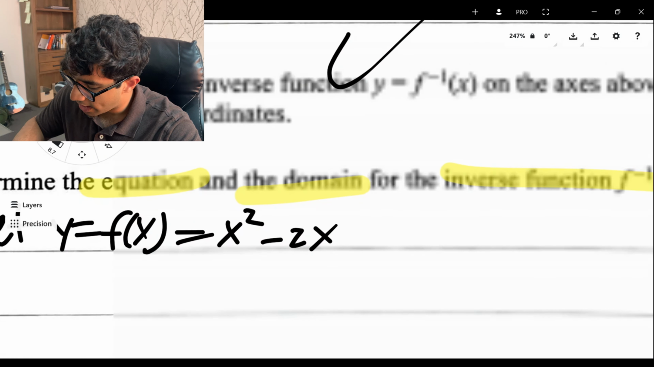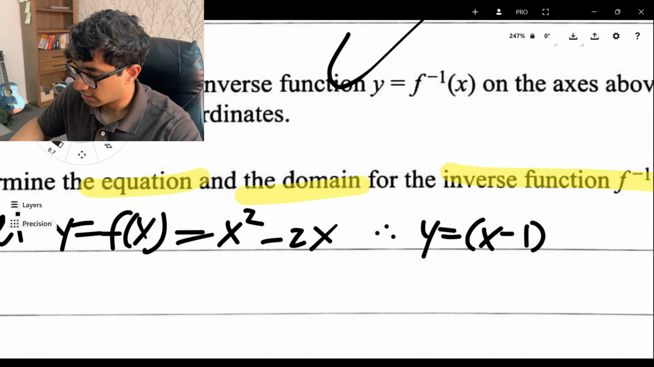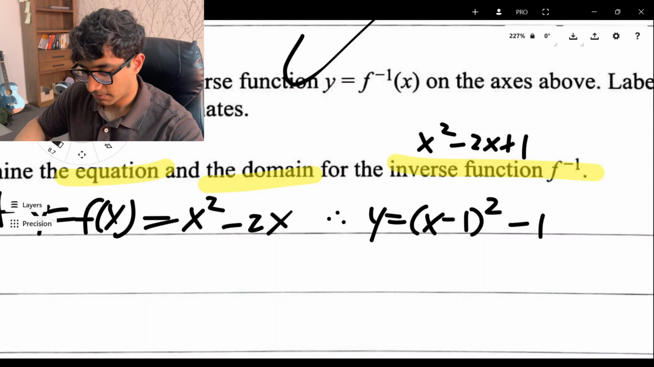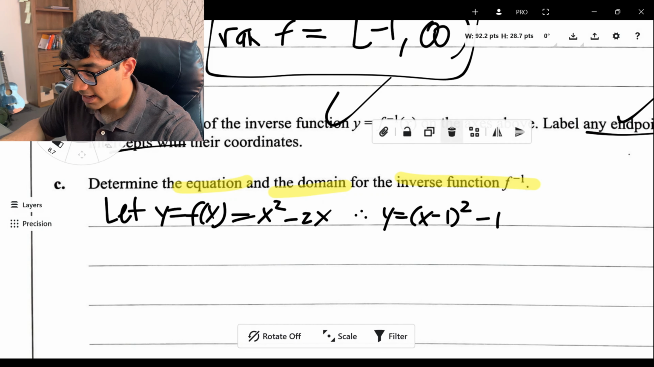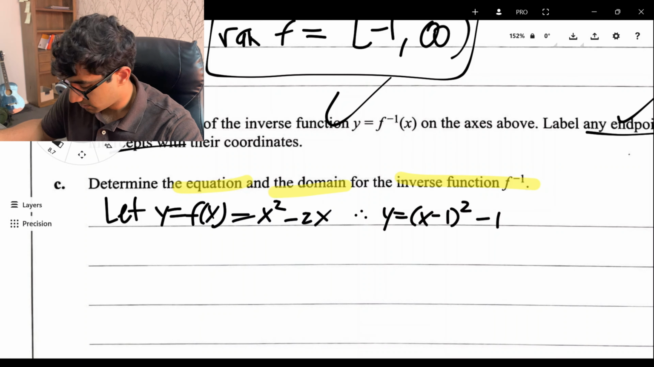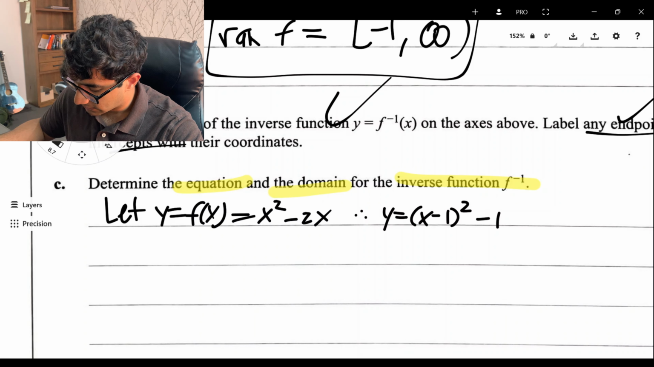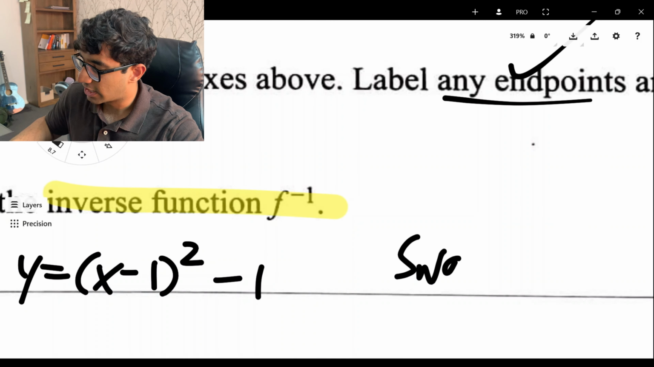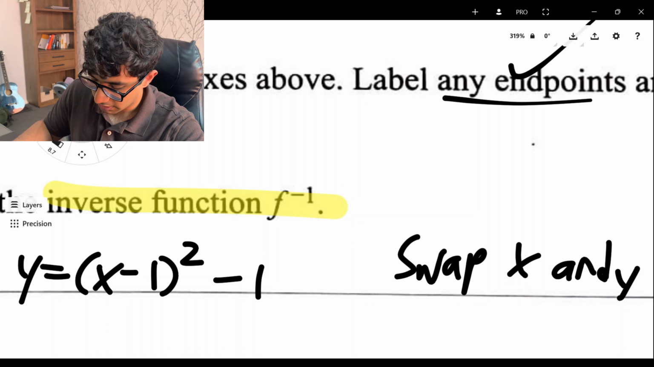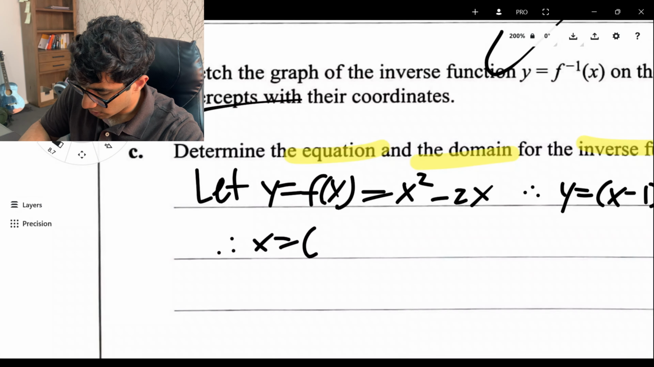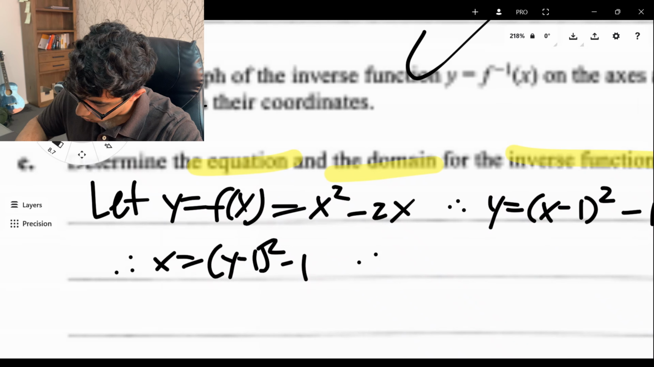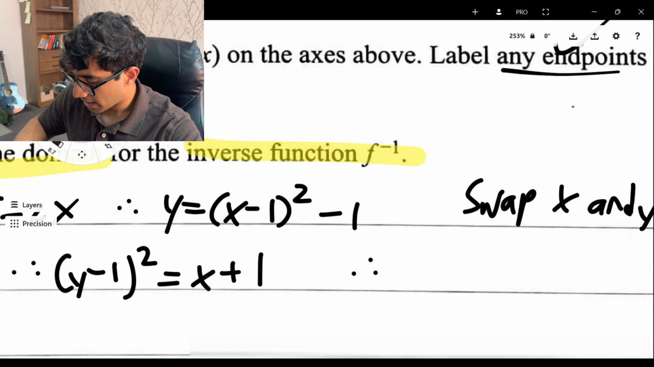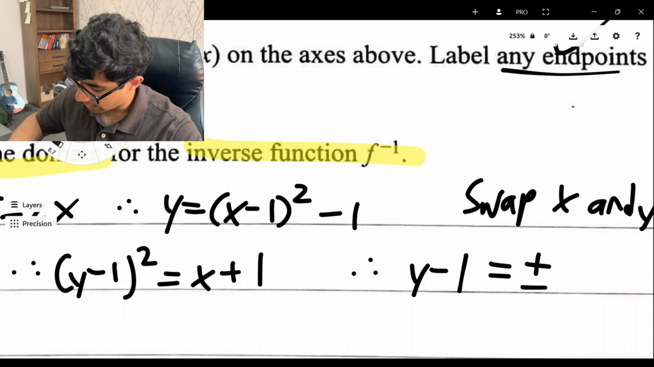Therefore, y is going to equal (x minus 1) squared, because that's going to be x squared minus 2x plus 1, and then we're just going to subtract 1. Easy. So y is equal to (x minus 1) squared minus 1. Simple enough, okay? Now I'm going to swap, or interchange, x and y. So x is equal to (y minus 1) squared minus 1. Therefore, (y minus 1) squared is equal to x plus 1, and therefore, y minus 1 is equal to plus or minus the square root of x plus 1.